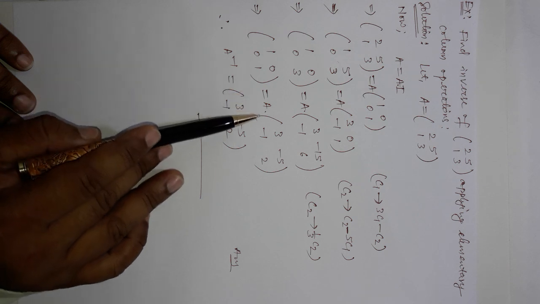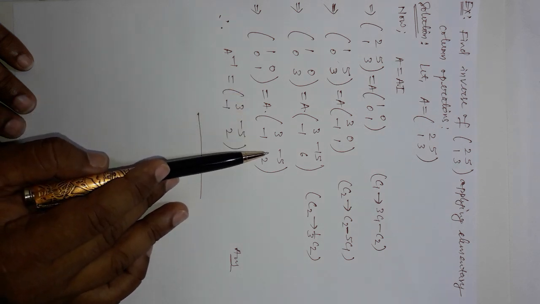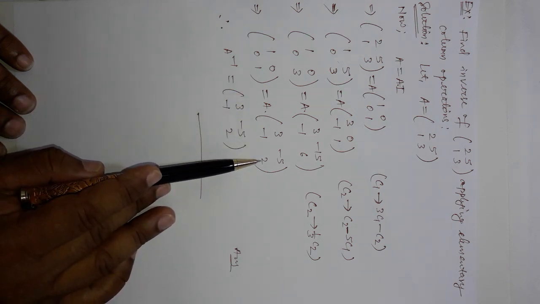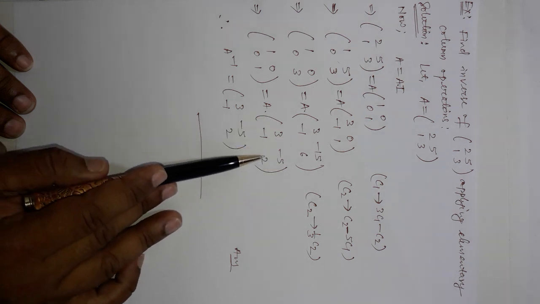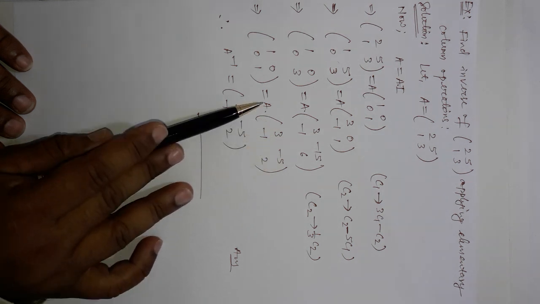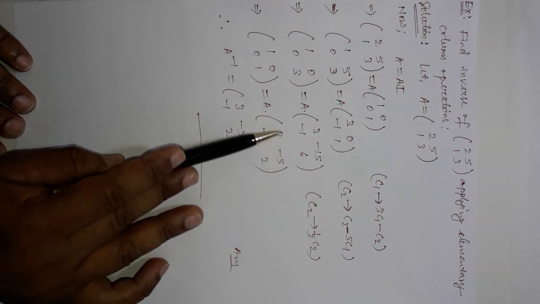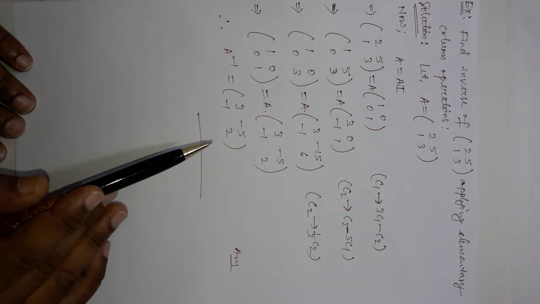So my aim will be the same: doing column operations and converting the left hand side matrix A to the identity matrix, and the same operations I will use on the right hand side matrix. In that way, whatever equivalent matrix I get on the right hand side, with A multiplied with A, that is the inverse of the matrix A. So, in this way I obtain this.